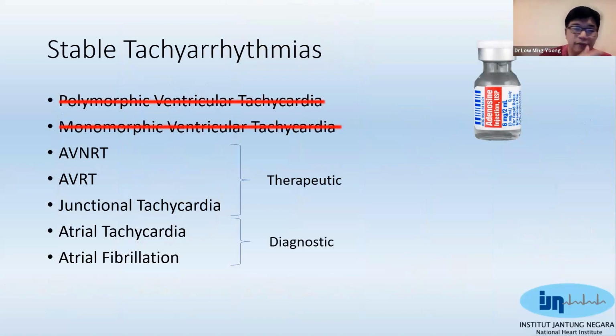Of course, it can be diagnostic for AVNRT, AVRT, and junctional tachy as well, because you now know that it's one of these three. But the thing is, it's therapeutic. So you know that it will revert. But if it's atrial fibrillation or atrial tachy, you already diagnosed it, please do not keep on giving adenosine because it'll never work. Okay? Then you have to try things like a longer acting AV nodal blocker, like beta blockers, verapamil, etc.